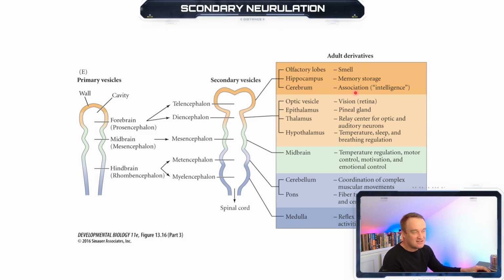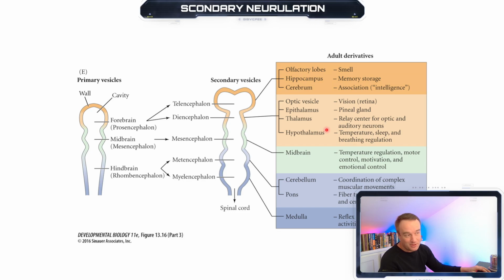if you've taken psychology or anything that talks about the lobes of the brain and what they do, or maybe neurobiology, I don't know. But you have the olfactory lobes, right? So that's for smelling. Your hippocampus, cerebrum. So we have memory, storage, and intelligence. Then a little bit further back in the hindbrain, we get the optic vesicle. So that's for your vision, where your retina develops from.